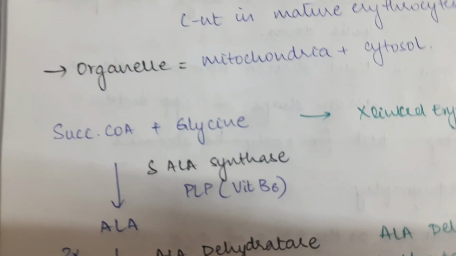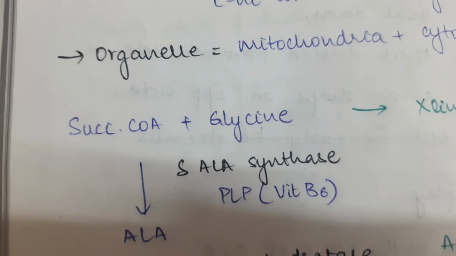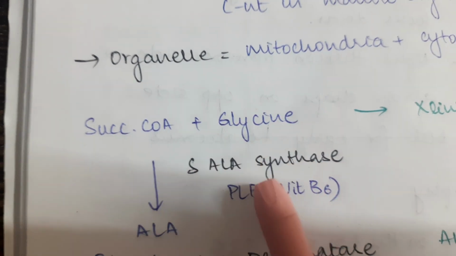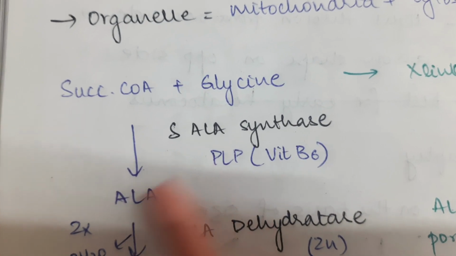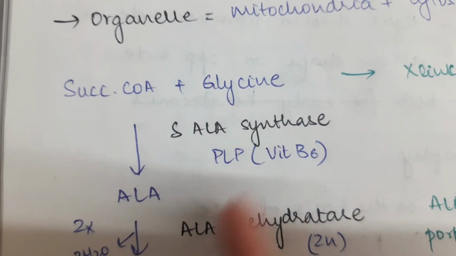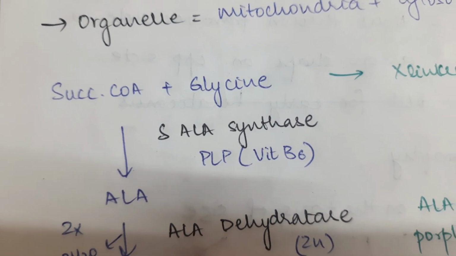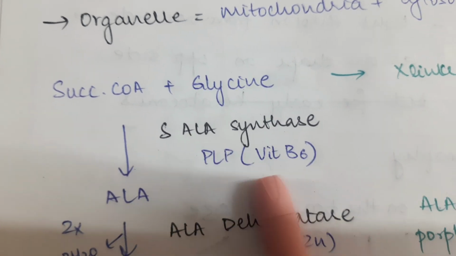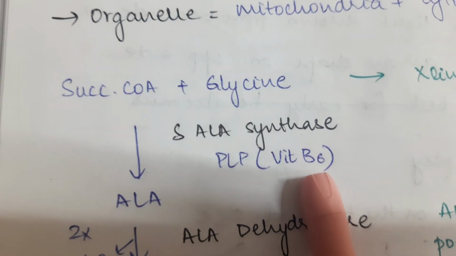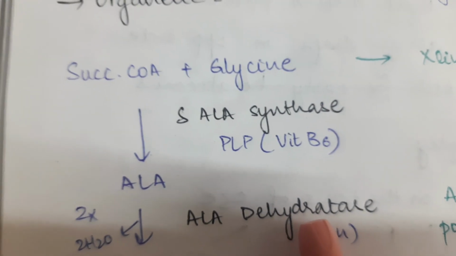Now let us look at the reactions involved. In the first step, succinyl coenzyme A and the amino acid glycine combine to form aminolevulinic acid. This reaction involves the enzyme delta ALA synthase, or delta aminolevulinic acid synthase. This enzyme requires pyridoxal phosphate, or vitamin B6, as a cofactor. So a deficiency of vitamin B6 can lead to anemia.